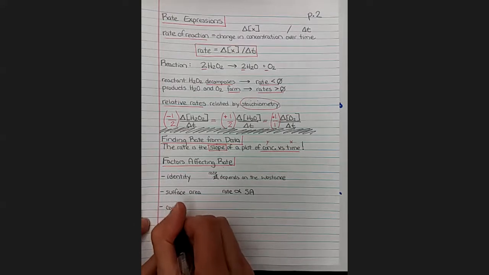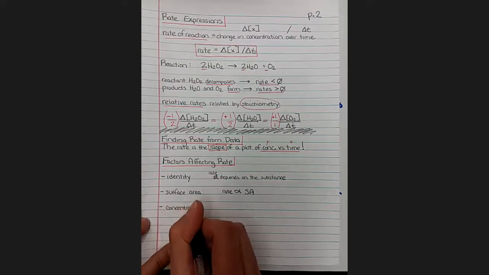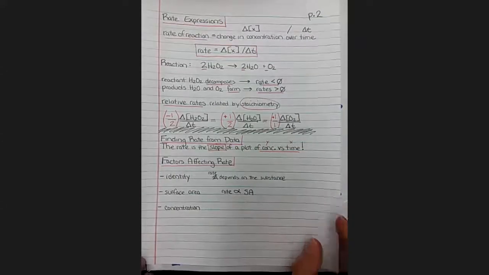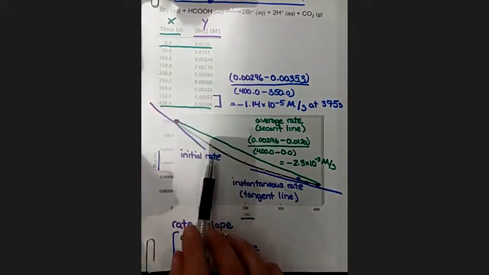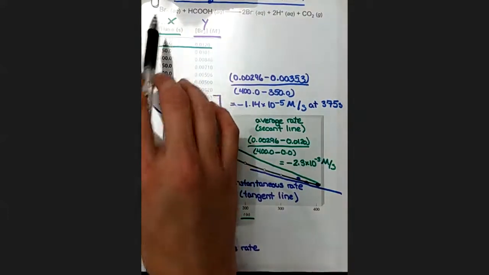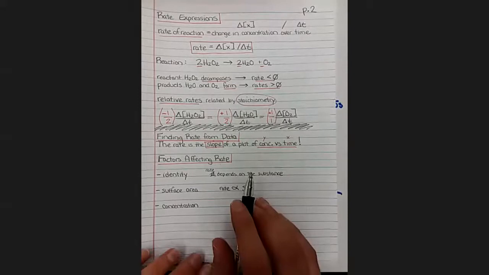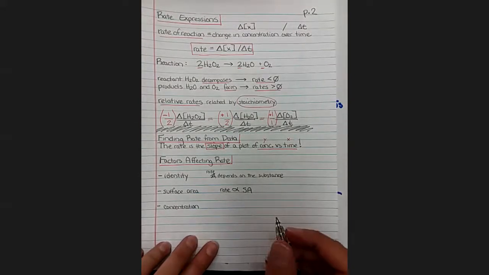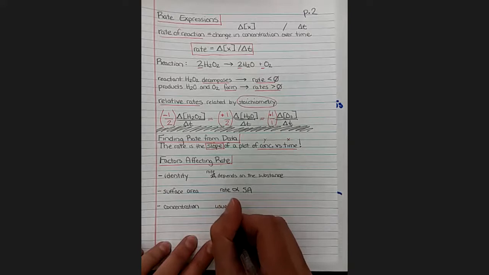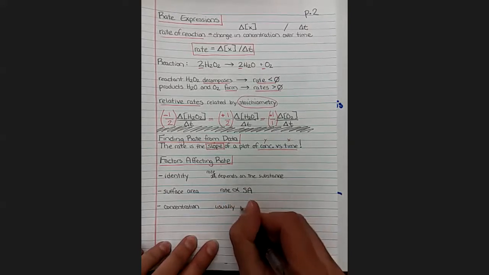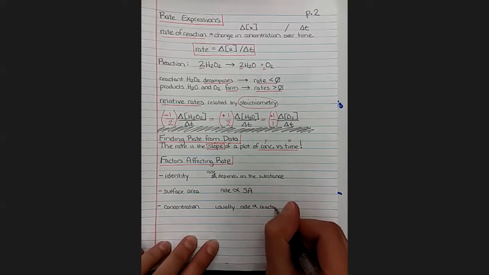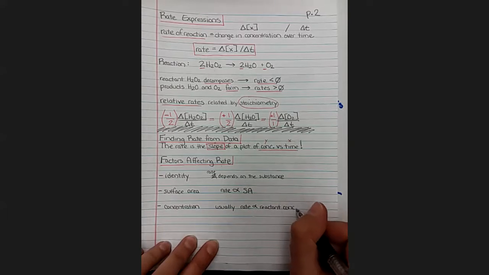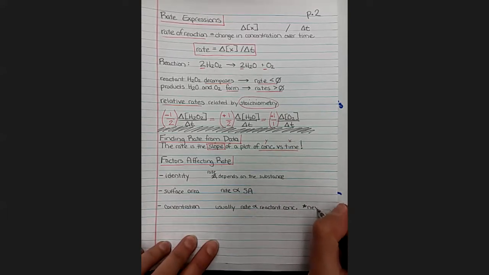The third factor affecting the rate is the concentration, specifically the concentration of reactants. When we made this plot and we looked at how the concentration of bromine changed and how the rate changed with it, we were only looking at this reactant. And that was because only the reactant concentration affects the rate. So usually, not guaranteed all of the time, but usually the rate is proportional to the reactant concentration. And we're going to talk about this in the next set of videos.